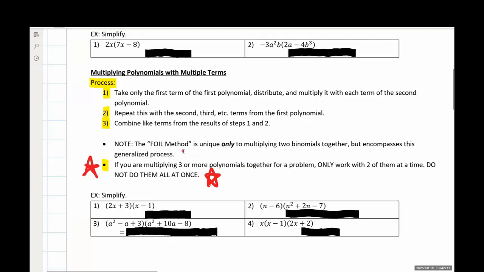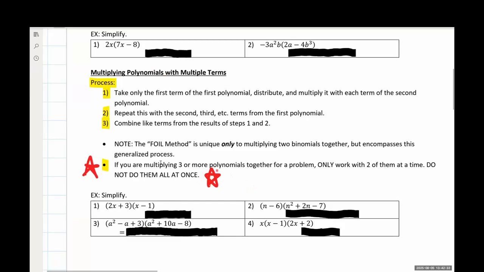A couple notes to make while you guys are doing this. If you've ever heard of the FOIL method, that's technically just using this process. However, it only applies to multiplying two binomials together. So if you are saying, hey, I'm going to FOIL out number 3, we technically can't. It's just the distributive property.